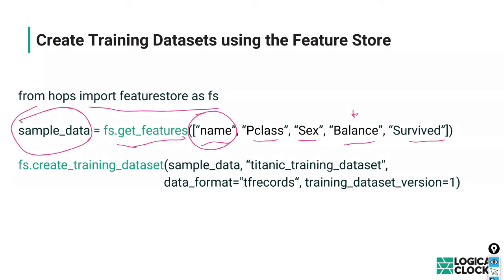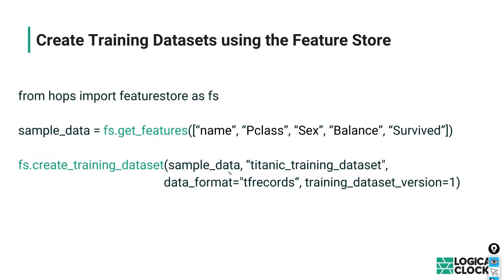What I can also do, and what we often do in deep learning, for example, is materialize this data frame as a training data set. So we're going to store this data as TF record training data. We can give it a version. It will be an immutable training data set with a particular version. And this is the data frame that we're passing in, and the name of the training data set we've given there is Titanic_training data set.